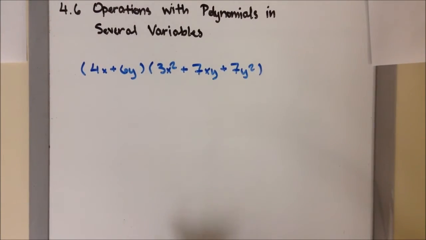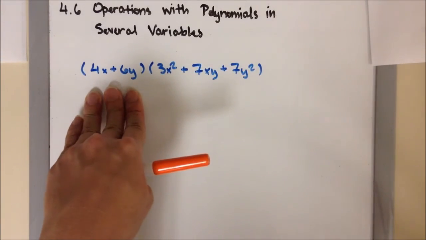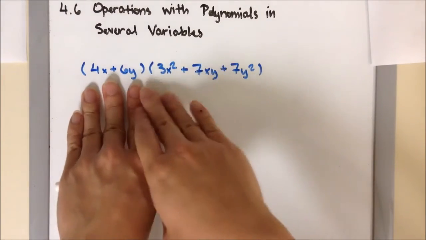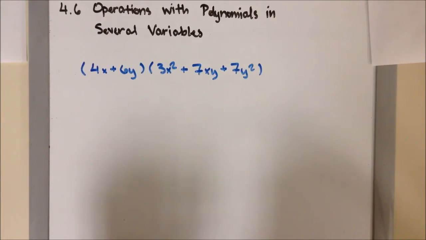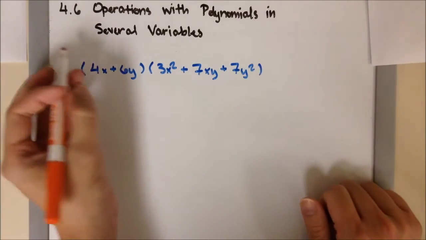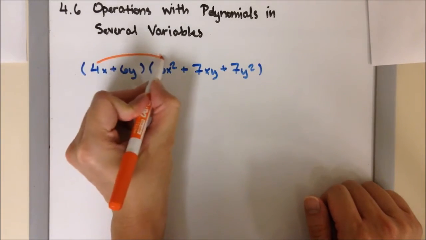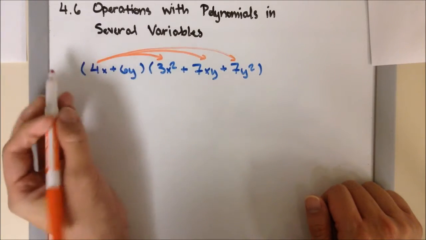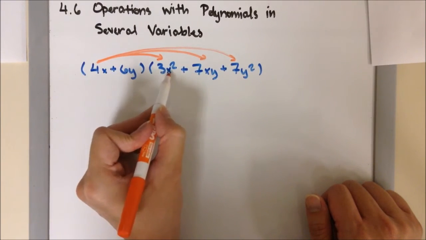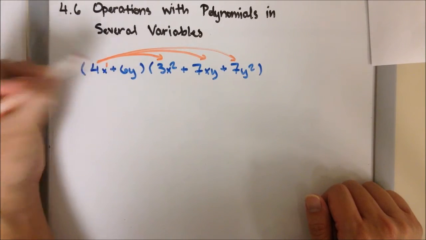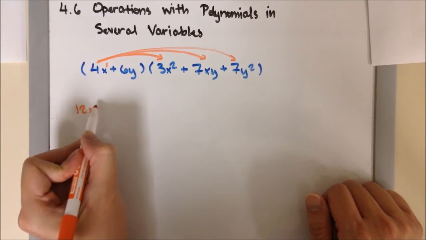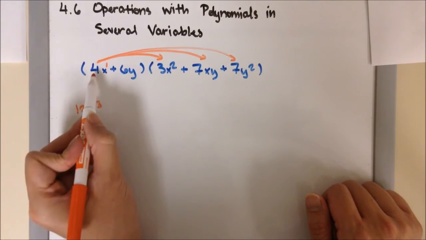In this example, we have a binomial multiplying with a trinomial. So two terms multiplying with three terms. So we're going to employ the FOIL. So my 4x will multiply to these three terms here. So 4x times 3x squared, remember when you're multiplying, add the exponents. So this will be 12x to the third power.